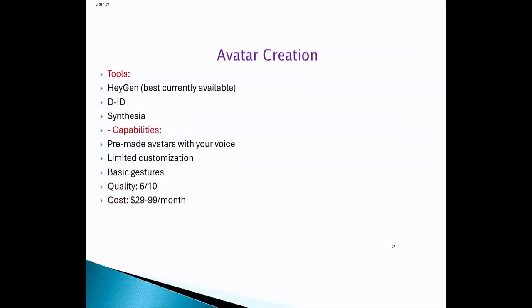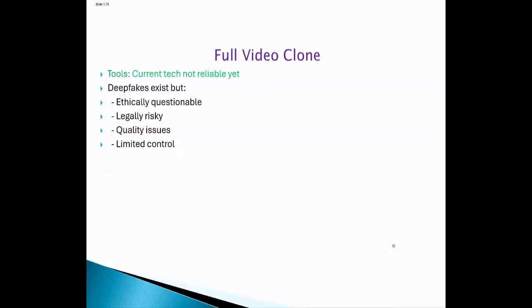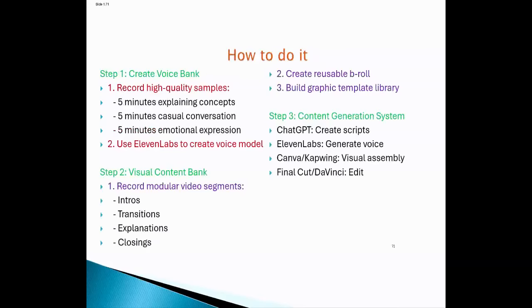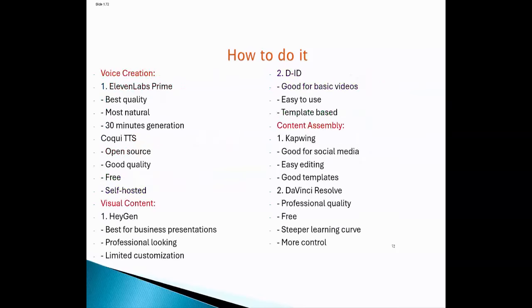11 Labs. And then you create your own avatar. You can do this through HeyGen or Synthesia. You can create your digital avatar, digital self. And then you can combine them for your full video clone. So these are the steps, okay? Create the voice bank, create your visual content bank, and then combine them. This is the step for creating your digital twin.